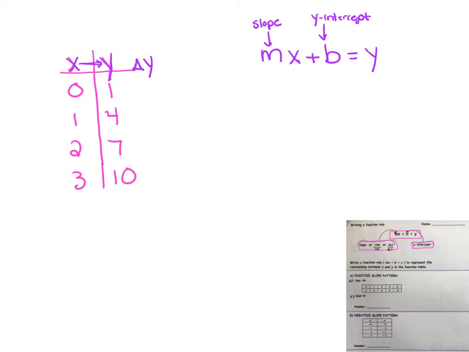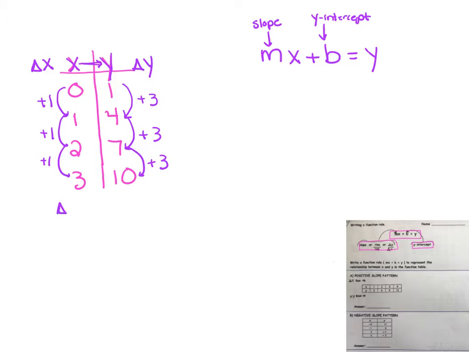Delta y exists down the side of the y column, and delta x can be found along the x column. Let's check it out and see how our y's are changing. As we go from 1 to 4, we are increasing by 3. 4 to 7, we grow by 3, and 7 to 10, we grow by 3. If we look at our delta x column, we see each and every time we increase by 1.